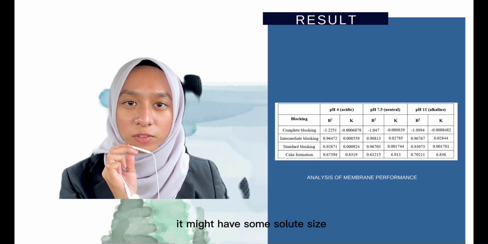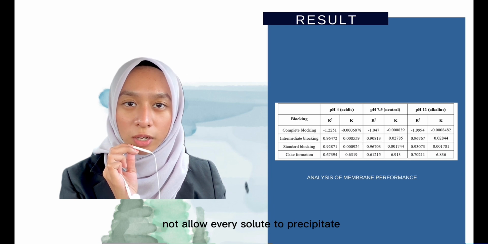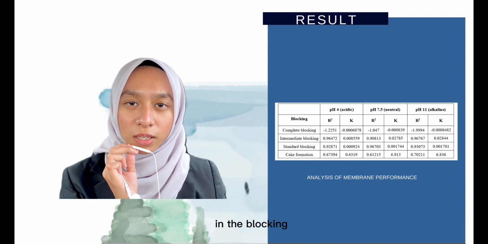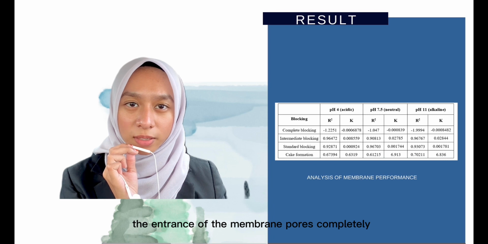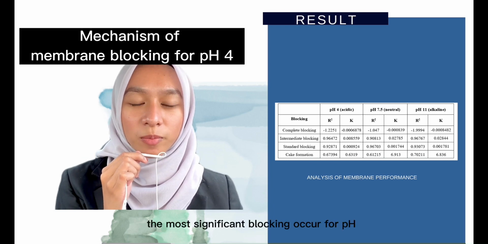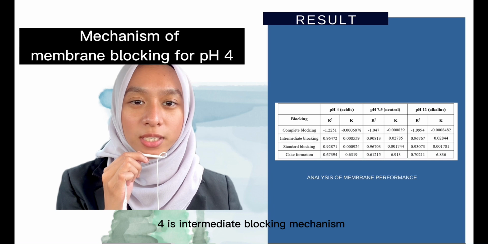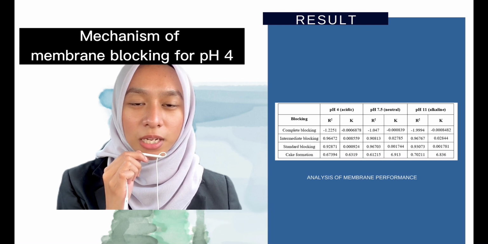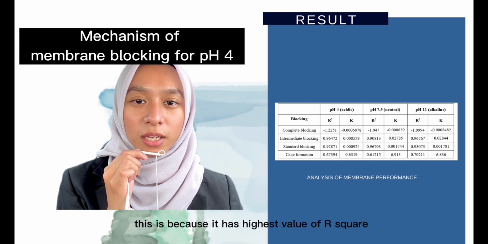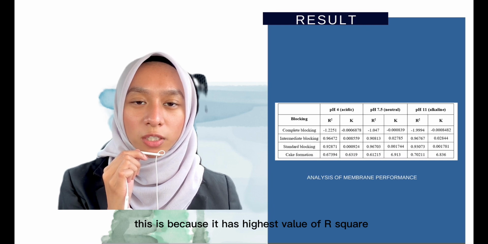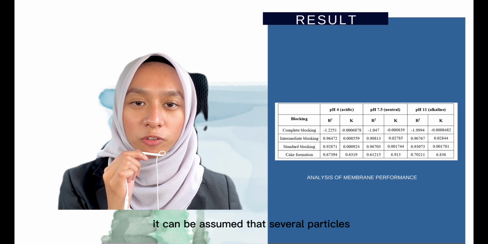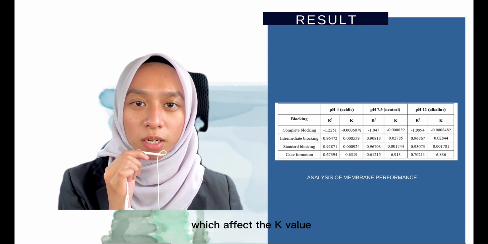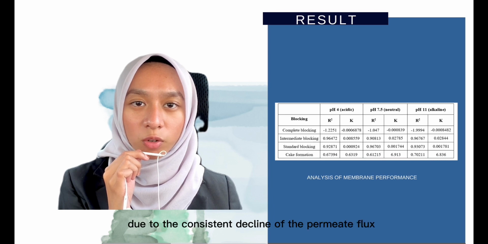It might be that some solute sizes do not allow every solute to precipitate and block the entrance of the membrane pores completely. The most significant blocking that occurs for pH 4 is the intermediate blocking mechanism. This is because it has the highest value of R square. It can be assumed that several particles will directly block some of the membrane pores, which affects the K value due to the consistent decline of the permeate flux.